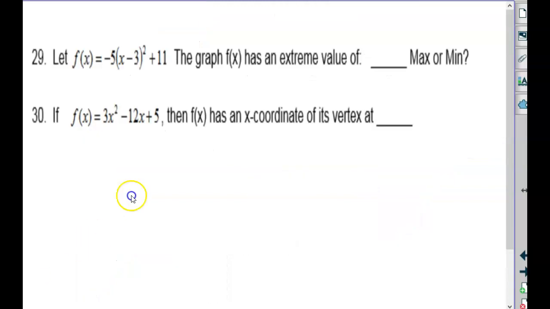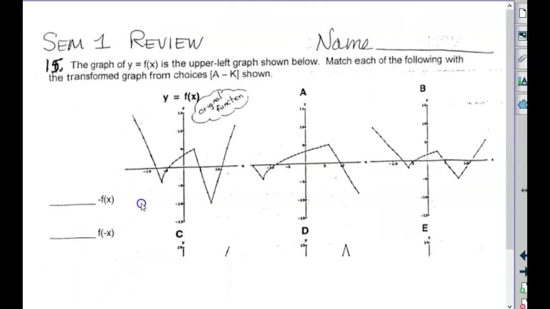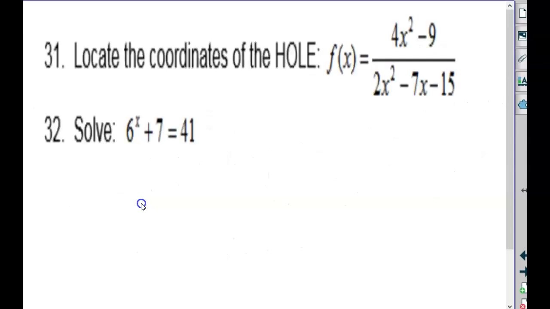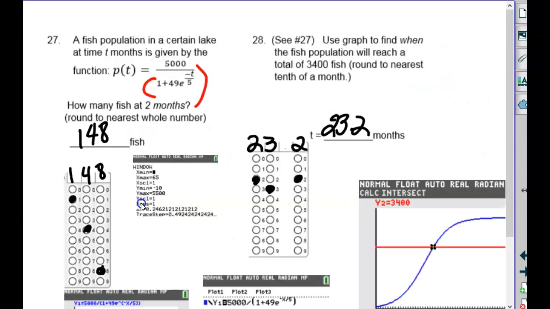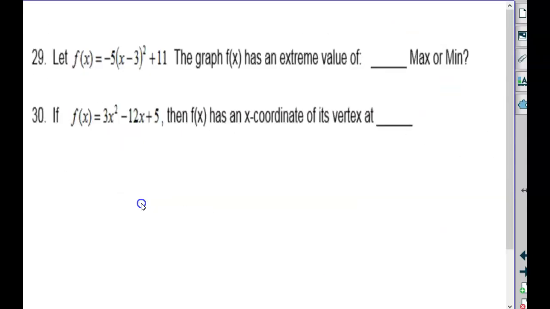All right. Last two? No? Oh my goodness. All right.